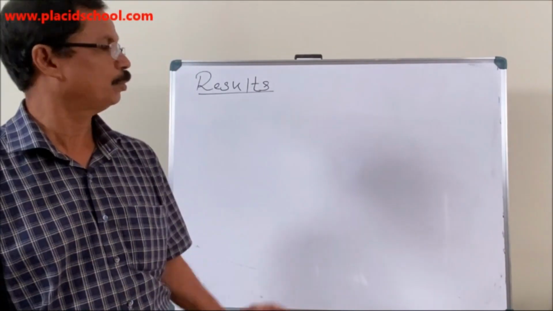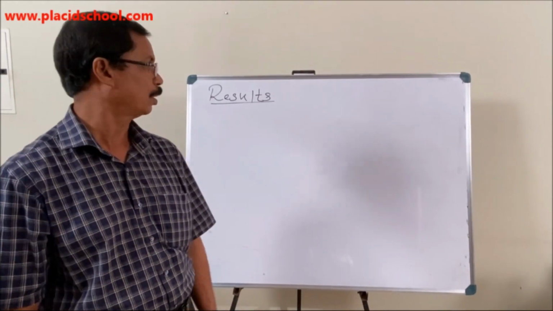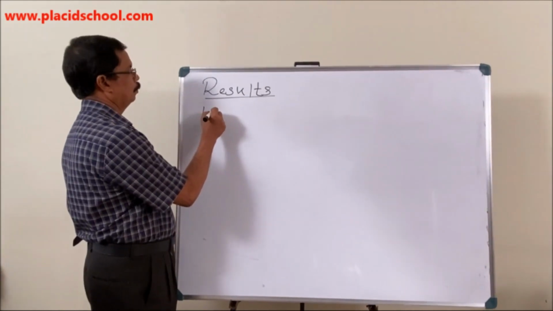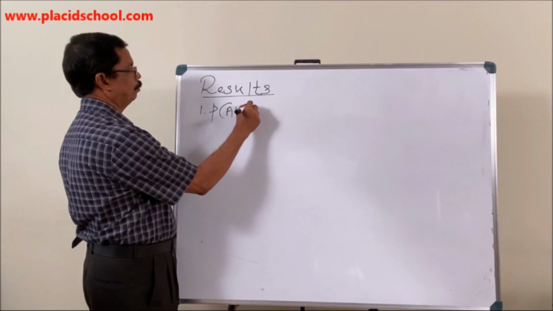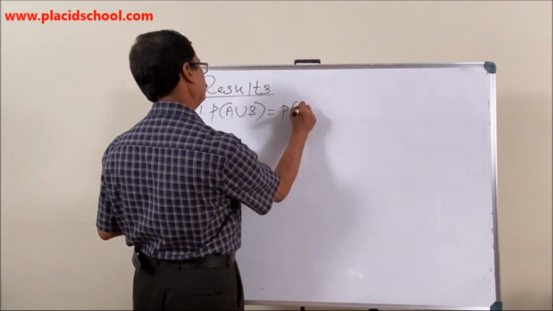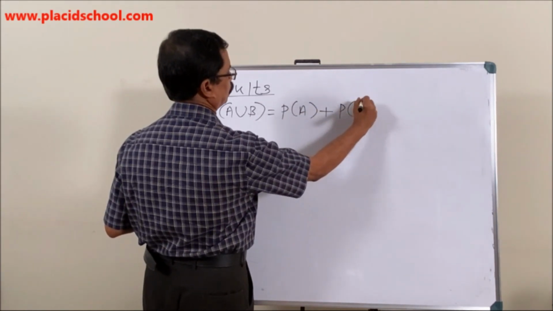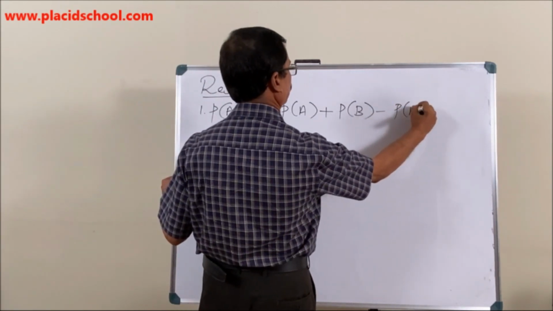Okay, now let us come to some important results which we have already studied in the first year. Results, first one. The first one is addition theorem, P of A union B is P of A plus P of B minus P of A intersection B.